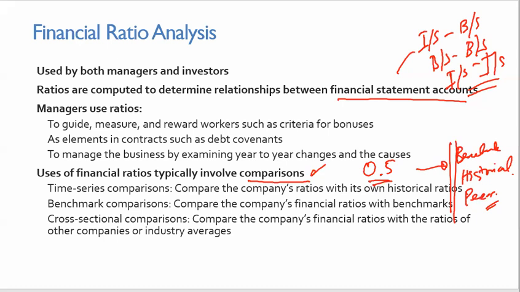Because you cannot interpret it, is 0.5 okay? Because you need to know whether it is improving or not. Is it at par versus benchmark? Is it at par versus peers? Better or worse than peers? So financial ratio analysis always involves comparisons. Okay.